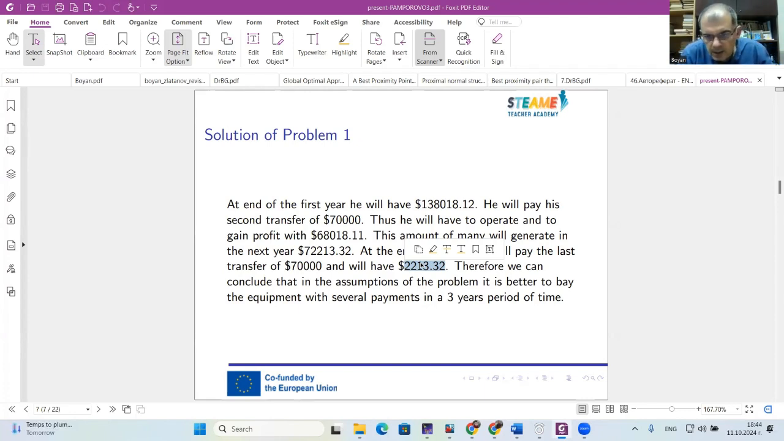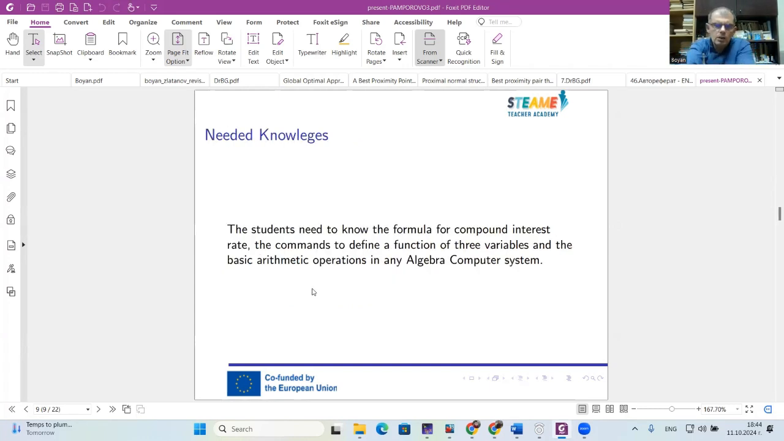Therefore, he can optimize his payments and pay 10,000 as amount more, but finally he will have much more money if he chooses the better payment process. What do students need to know? They need to know the formula for compound interest rate. They need to know commands to define functions of 3 variables and basic arithmetic operations in algebra computer systems, which I'll illustrate just a little bit later.